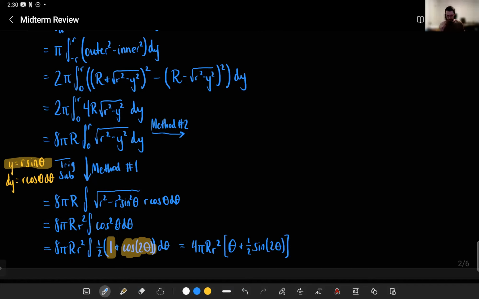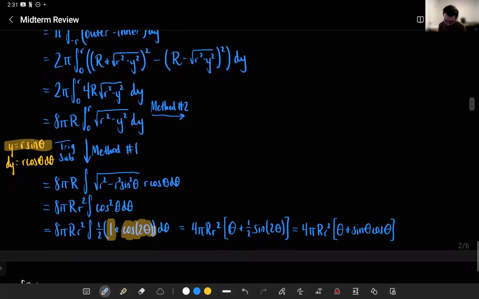Then I can convert this back into y, which I do need a triangle for. So before I do that, it might be nice to use a trig identity. There's a trig identity that says this is actually just sine theta cosine theta. It's more like it. And then this will end up being pi r squared. All right, so what is theta going to be?